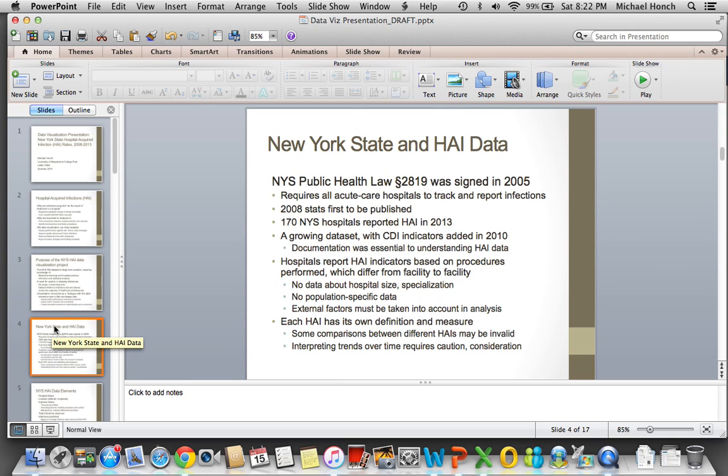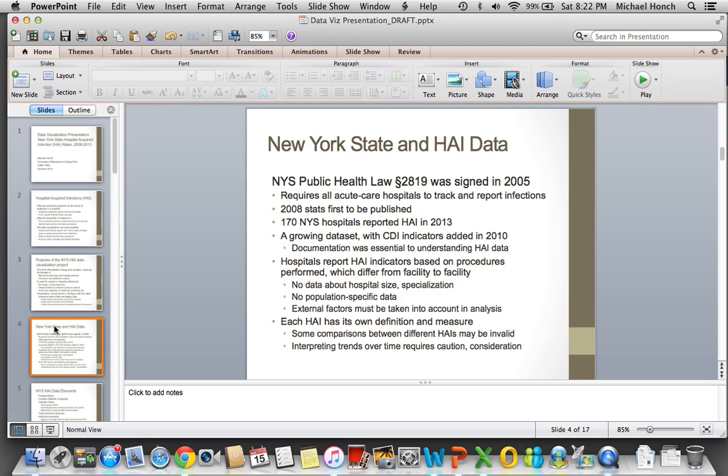Now, a bit about this HAI data. New York State Public Health Law 2819 was signed in 2005, so this is a relatively recent initiative. It requires all acute care hospitals to report infections, and 2008 was the first year this was all published. By 2013, 170 hospitals were participating. And it's a growing data set. For example, CDI indicators, which we'll talk more about in a moment, were added in 2010. And it comes with a great deal of documentation. It's very helpful in understanding this data.